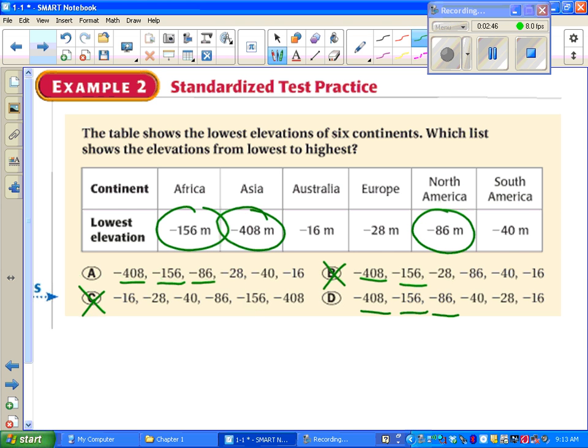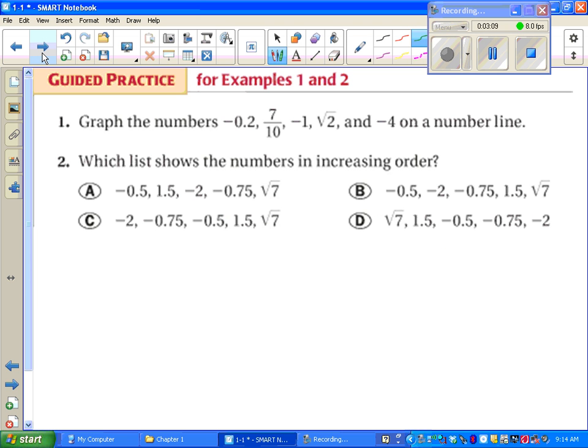Our next biggest negative is -40. A does not have it. D does. We don't even have to check the rest, but it doesn't hurt to if we have time. -28 should be next. -16 should be last. So our correct answer choice would be D this time. At this point, you can either pause the video and do the guided practice now, or you can continue on with your notes.